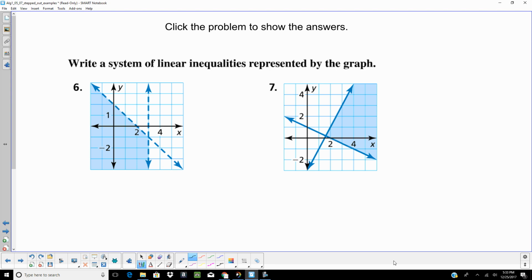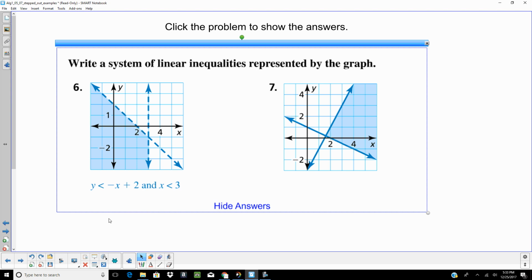Why don't you hit pause and try these two on your own. Really look for where those y-intercepts are and what your slopes are. So on this first one, your y-intercept is 2 and your slope is -1. It's dotted and it's shaded below, so it's going to be a less than. We also have a vertical line, so it's going to be x shaded to the left, less than 3.